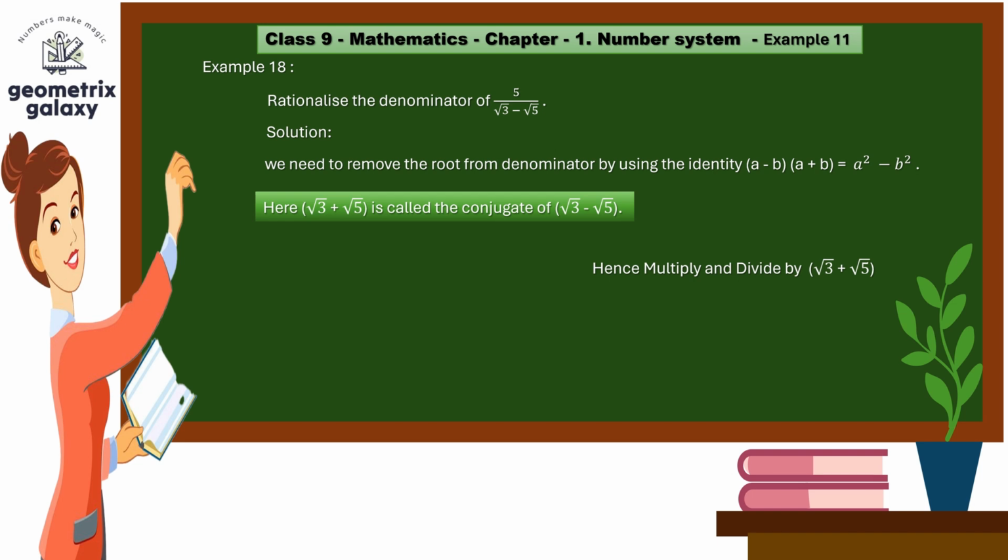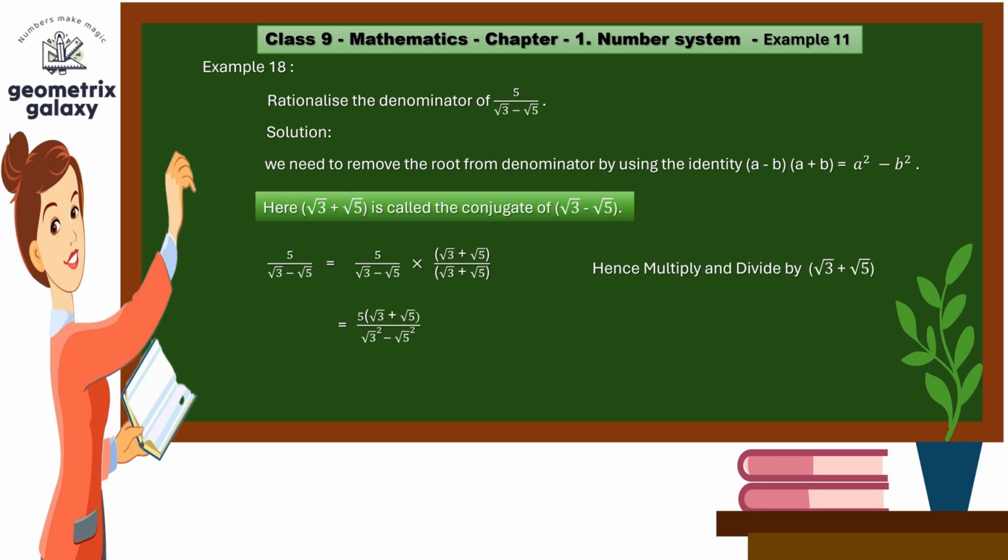Now we will solve the question. 5 by root 3 minus root 5, which is multiplied by root 3 plus root 5 and divided by root 3 plus root 5. So in the numerator, 5 into root 3 plus root 5, divided by, in the denominator using the identity, root 3 minus root 5 into root 3 plus root 5 will give us root 3 square minus root 5 square. The numerator will be the same. In the next step, we will concentrate on the denominator.